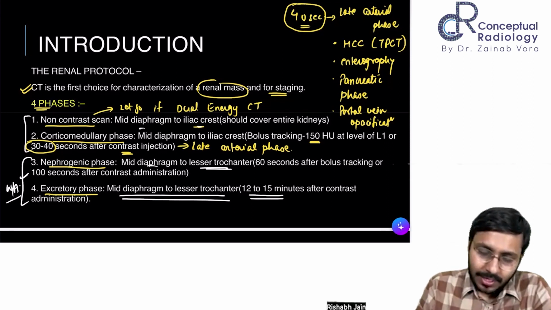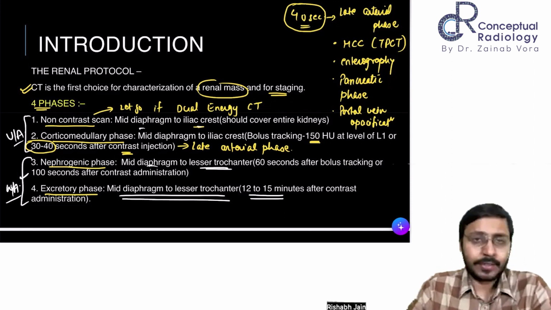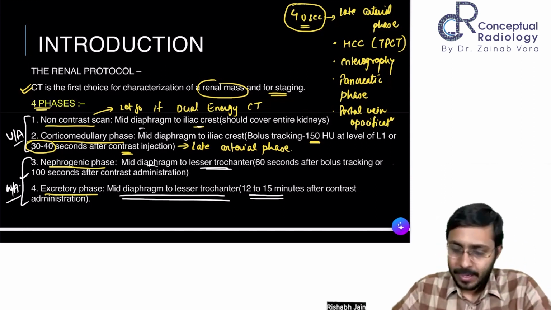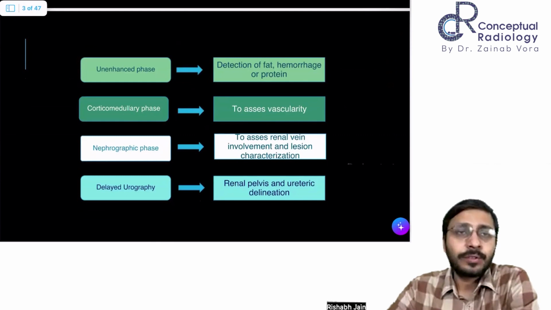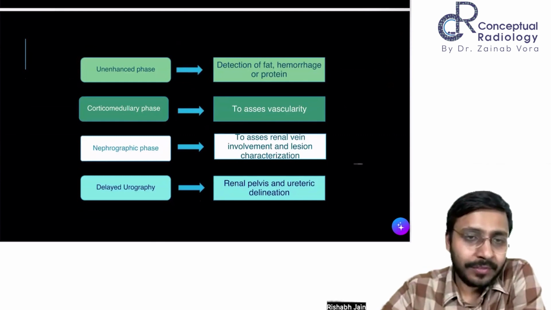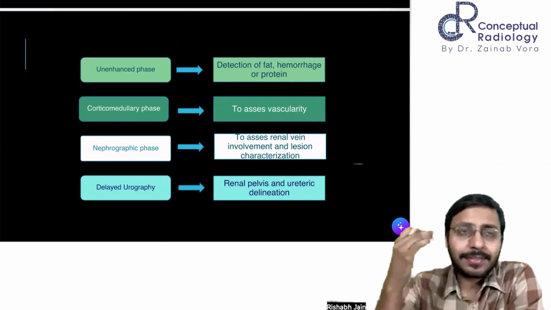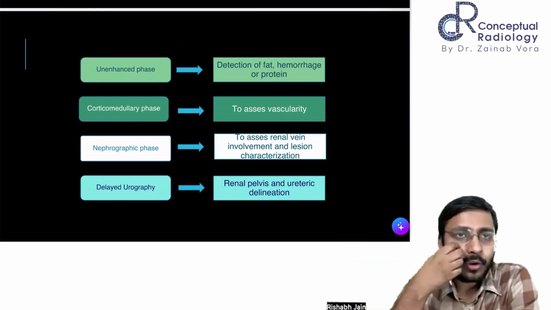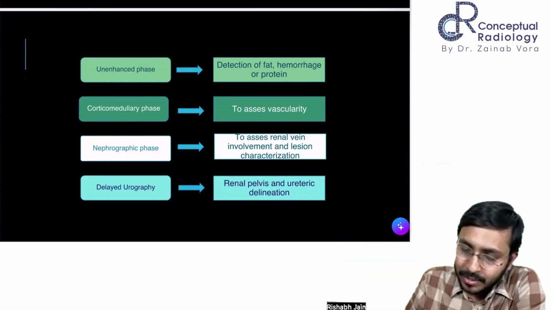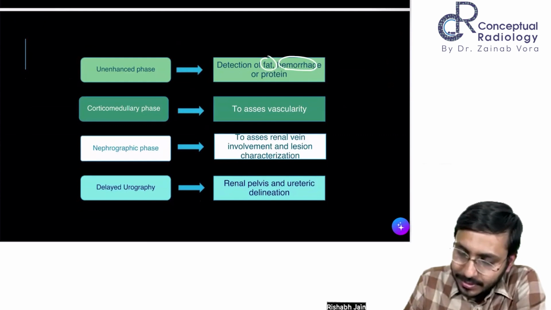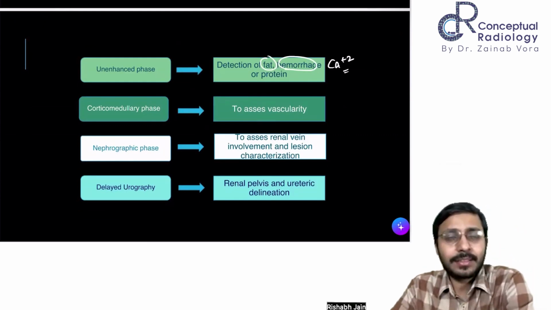Whereas your non-contrast and corticomedullary phases will be your upper abdomen scans. Okay? Now, why do we use different phases? Why do we use different scans? So unenhanced CT is used to see, as we all know, for calcification and hemorrhage. So for fat, hemorrhage, and also calcifications, we use a non-contrast scan.